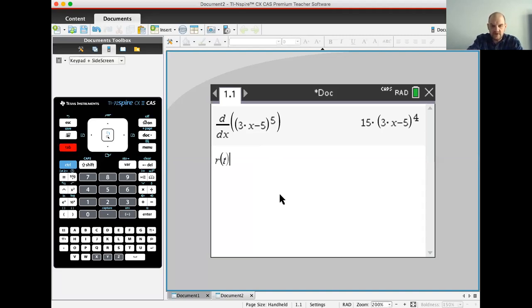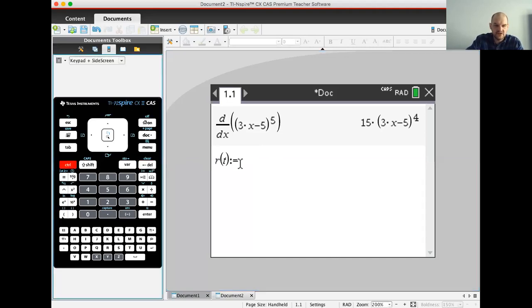I'm going to define r of t as, so that's control to get brackets. Control and open parentheses gives you brackets. Control and close parentheses gives you braces, and one is a vector and one is a list, so they're actually different things. t cubed, t squared. Okay, so I can do r of 1. It gives me the point 1, 1.